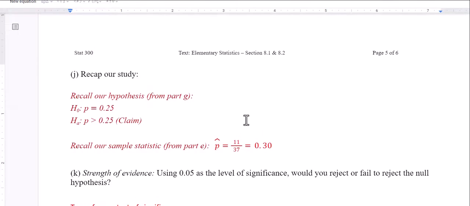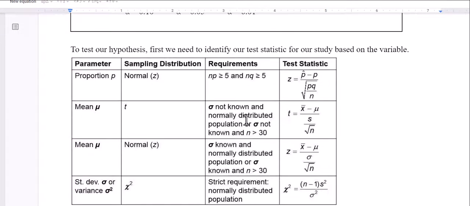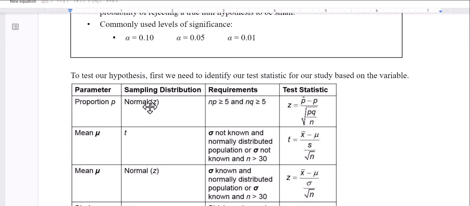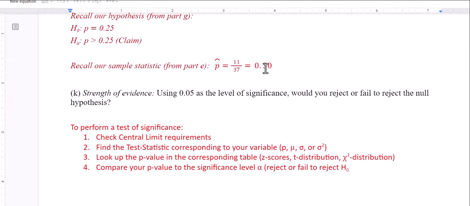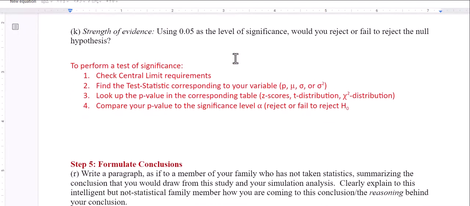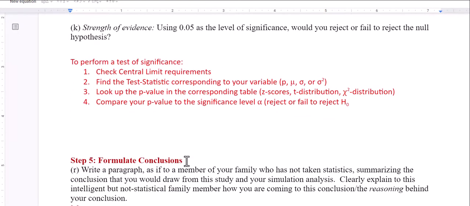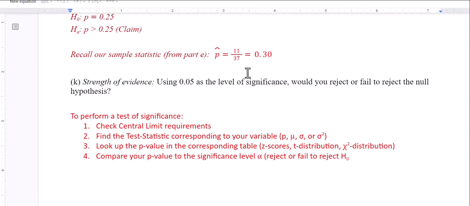And so here, because we're dealing with the population proportion and sample proportion, we're going to use a z-score sampling distribution. The requirements are that the number of successes has to be greater than 5 and the number of failures has to be greater than 5. So here, our proportion is 0.3, and the number of successes will be 11, right? 11 people chose the left front tire. So is that bigger than 5? Yes.